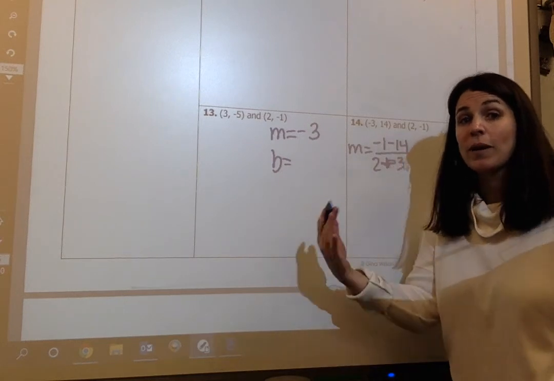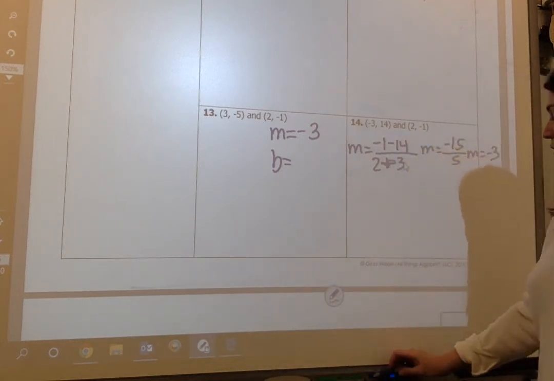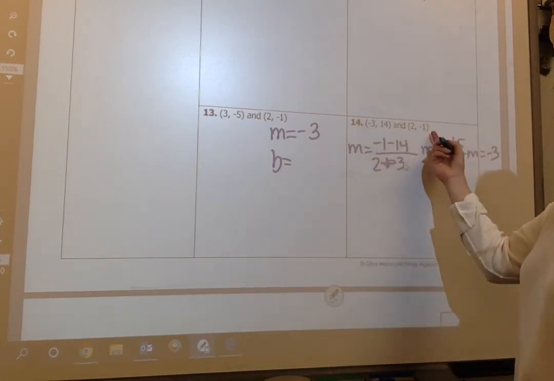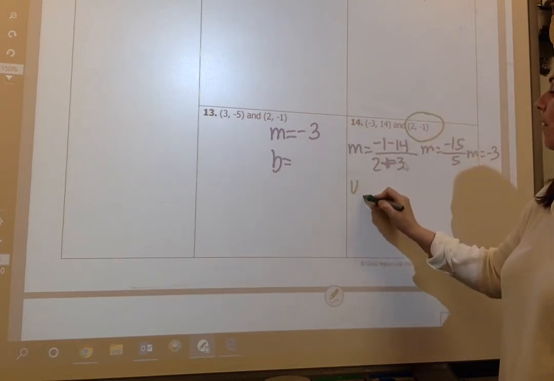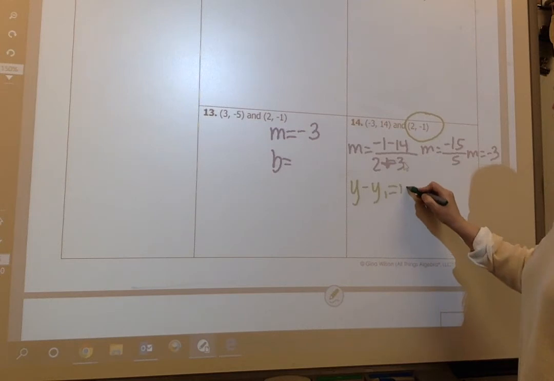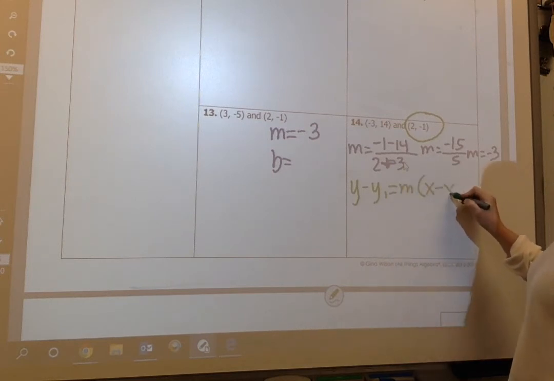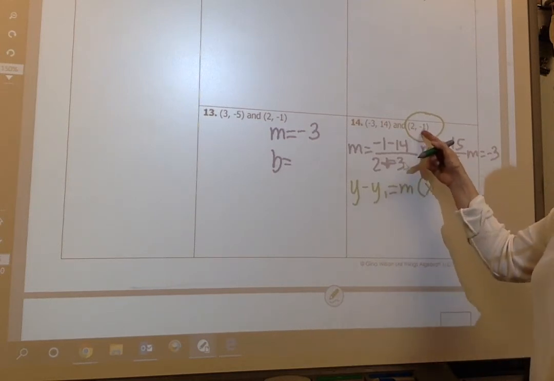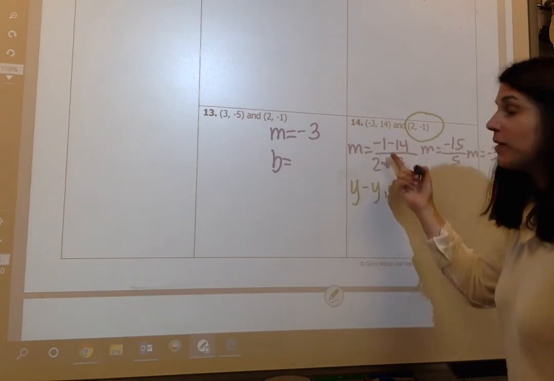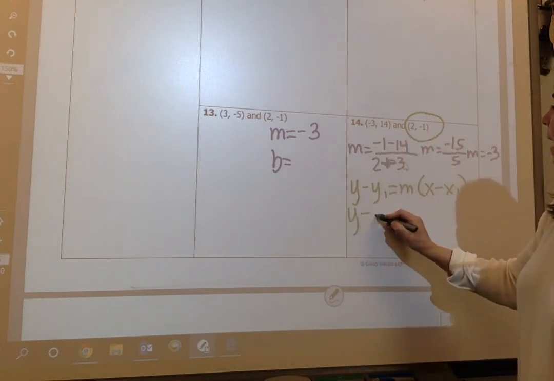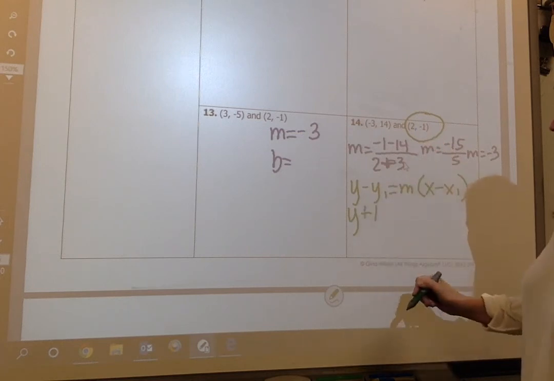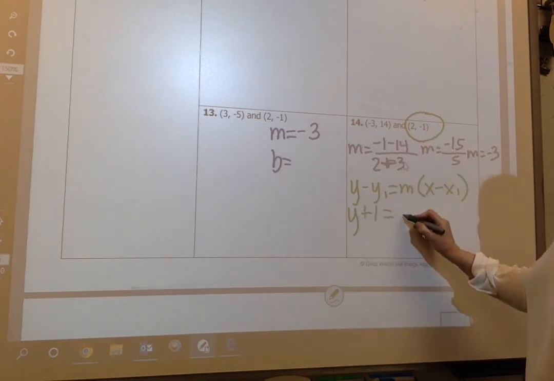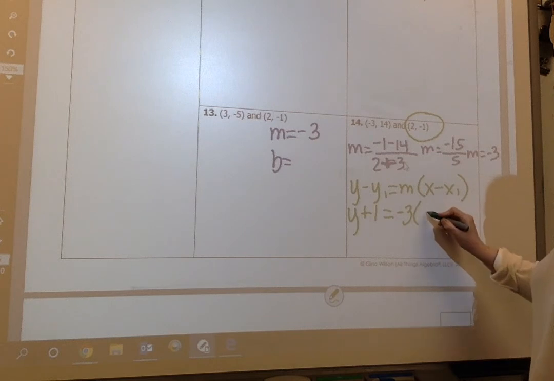I'm halfway there to my problem. Now let's use the formula. And again, it doesn't matter which point we use, so I'm just going to use this point right here. So I have y minus y1 equals m times x minus x1. And I'm just going to plug in values using this point. So y minus y1, be careful, minus a negative becomes positive 1, equals, my slope is negative 3, and then I get x minus 2.